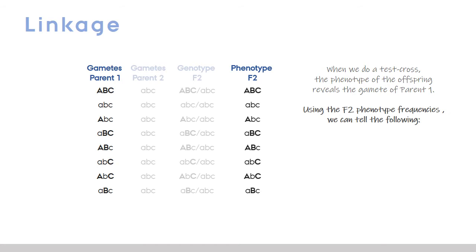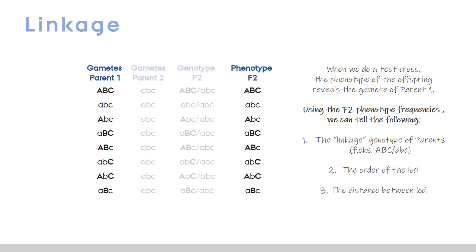So how do we use these phenotypes? We use the F2 phenotype frequencies to tell the following things: the linkage genotype of the parents, and from the F2 phenotypes we can also tell the order of the loci and the distance between the loci.